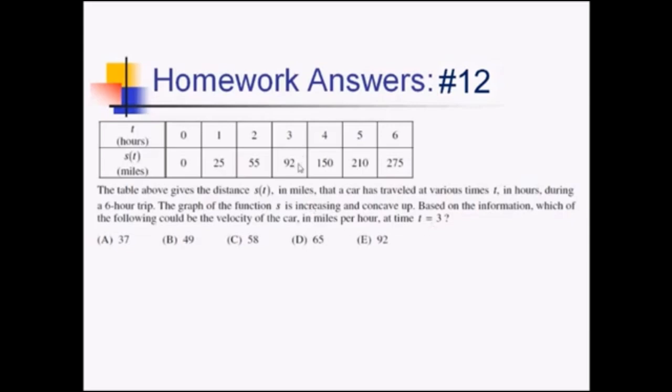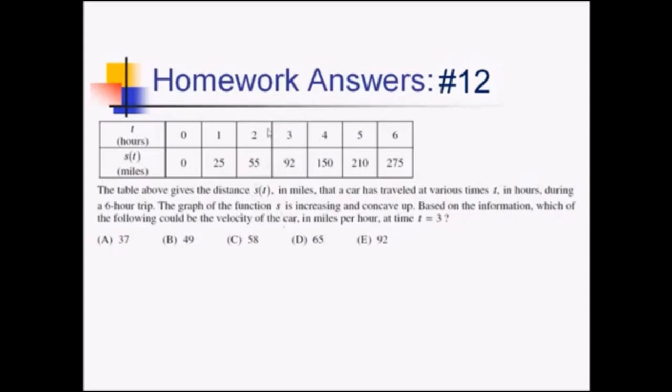So the way to do this, if we could at least figure out the average velocity between 2 and 3 and the average velocity between 3 and 4, since this graph is concave up and increasing, since your velocity, in other words, is always increasing, that means your actual velocity at 3 has to be between these 2 average velocities. So let's go ahead and do that.